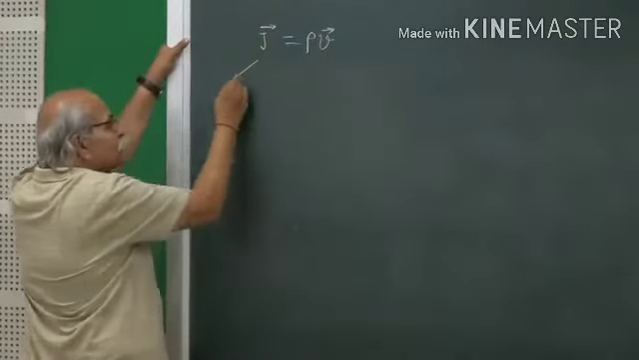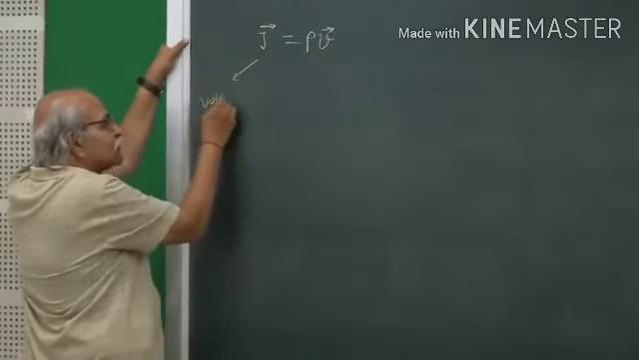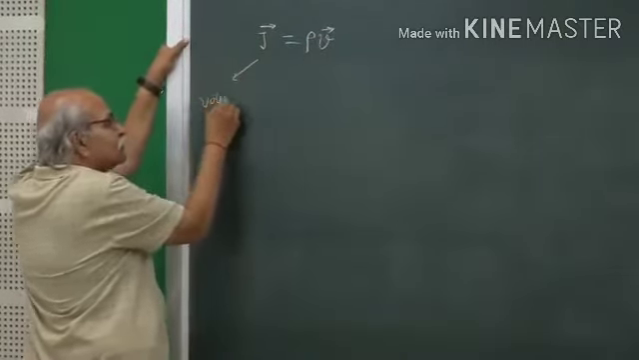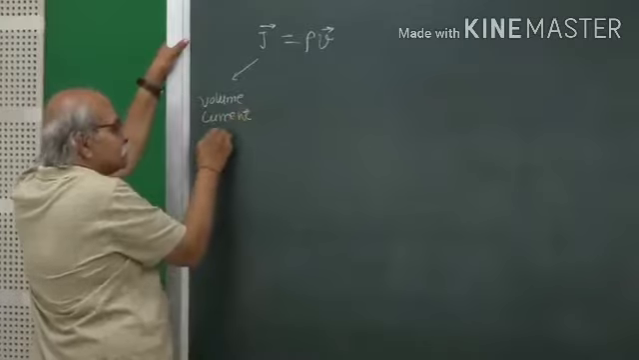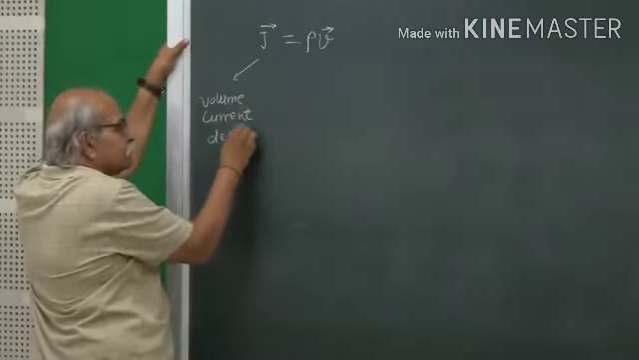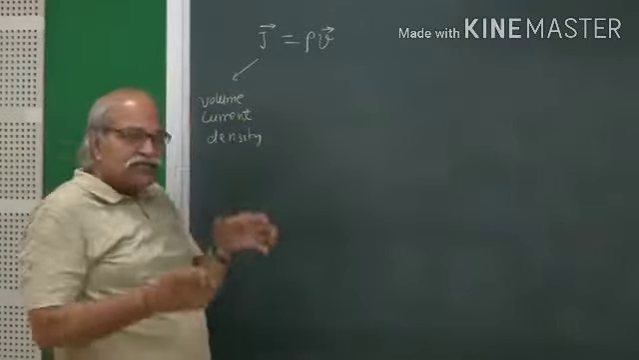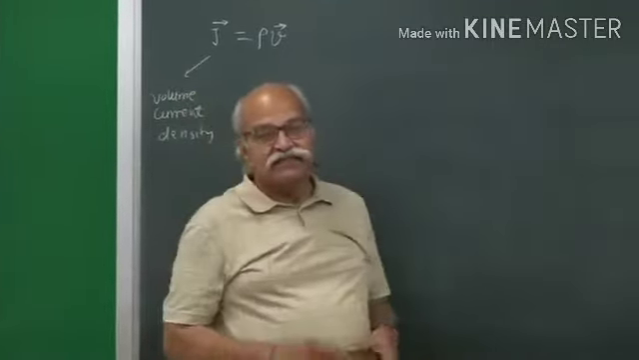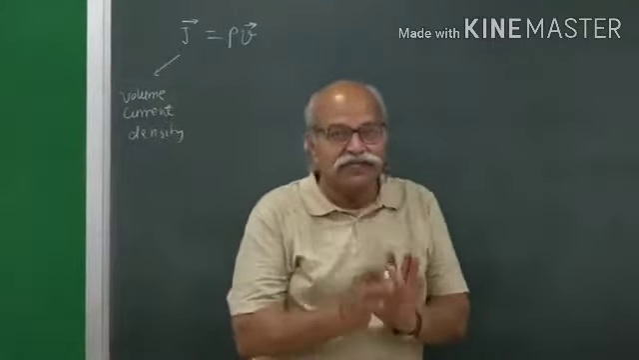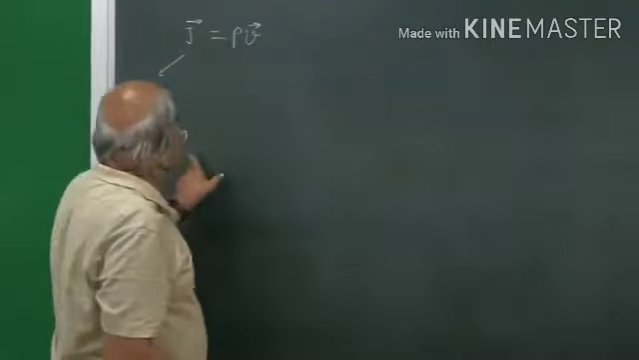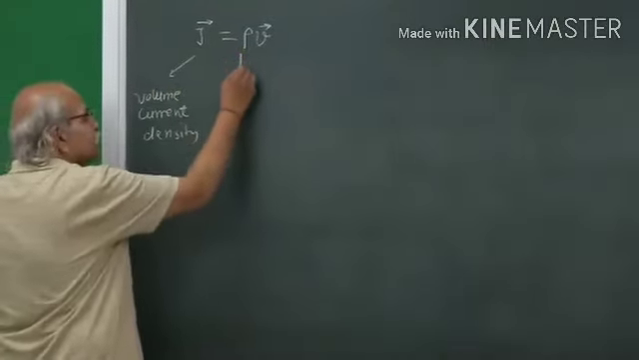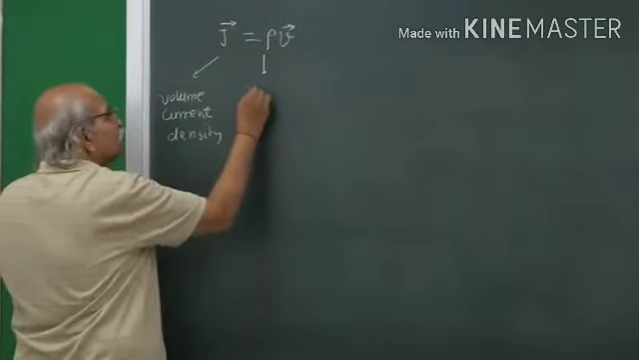So, this is known as volume current density. Why? Because all these charges which are moving, they are distributed in a volume, and therefore, it is known as volume current density. This is the volume charge density.